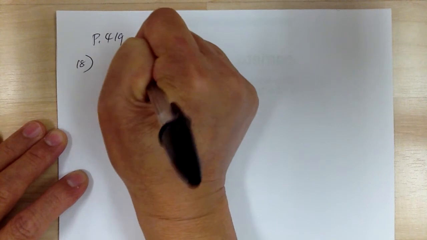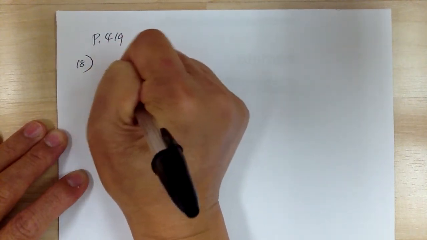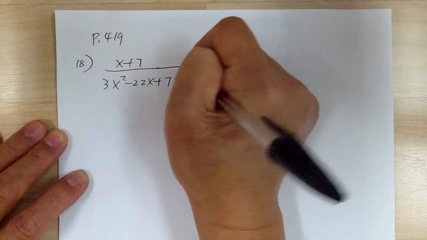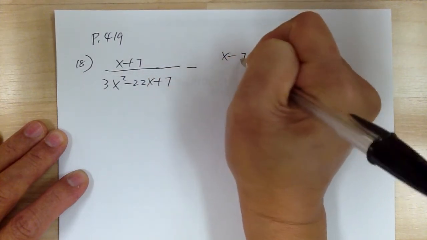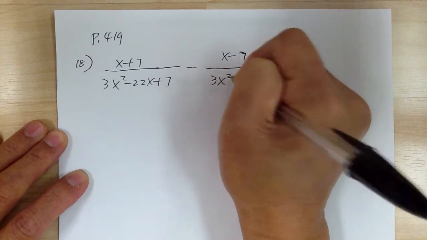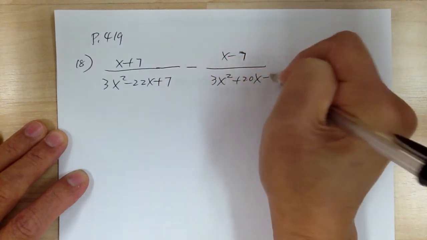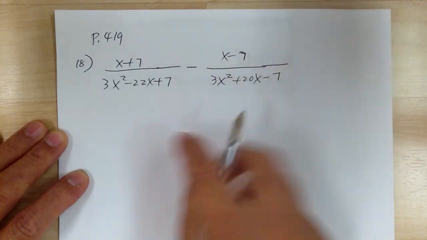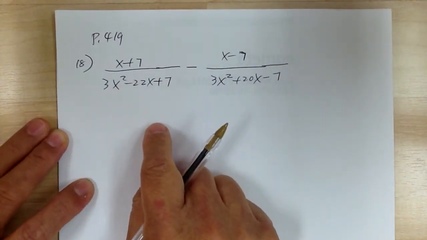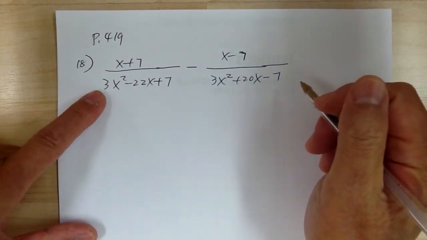You have (x + 7)/(3x² − 22x + 7) − (x − 7)/(3x² + 20x − 7). So you have an addition and subtraction, so you have to do your factoring.